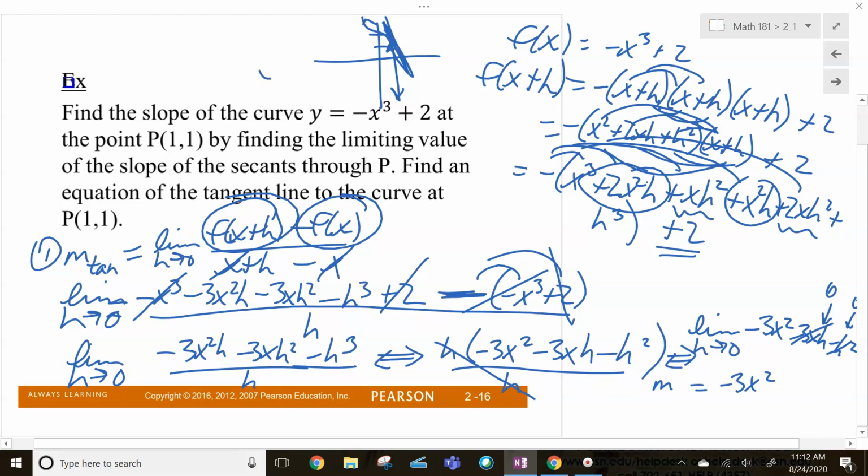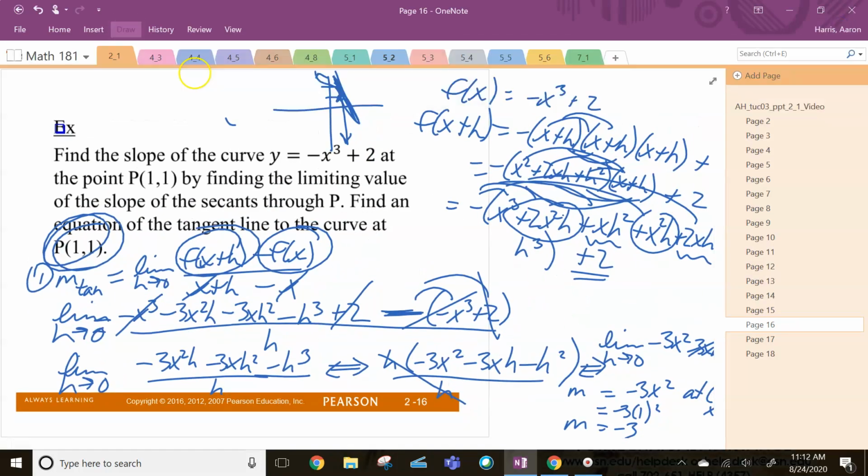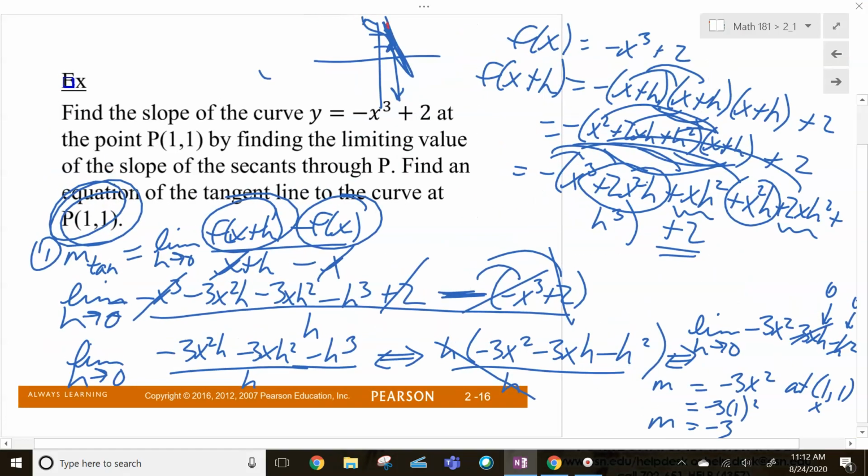Now my slope is negative 3x squared, but where's it at? At what point? At 1, 1. So at 1, 1, here's my x I got to plug in. So negative 3 times 1 squared, I got negative 3. My slope is negative 3 of this, I'm going to make it red now, red line. My slope is negative 3. Okay, that's the slope of the tangent there.